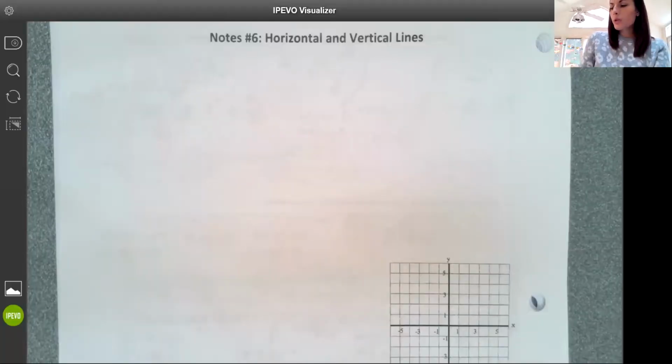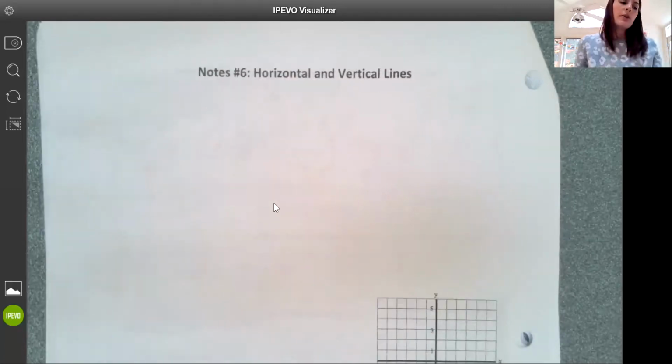Okay, today we're going to continue looking at graphing. I'm going to share my screen with you. It's going to be a fairly quick lesson where we talk about these special lines that we've seen before, where we have just a horizontal line. We know those have a slope of 0, or just a vertical line, and those have a slope that's undefined.